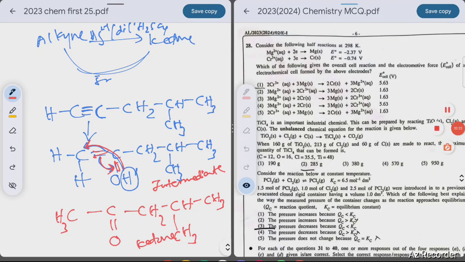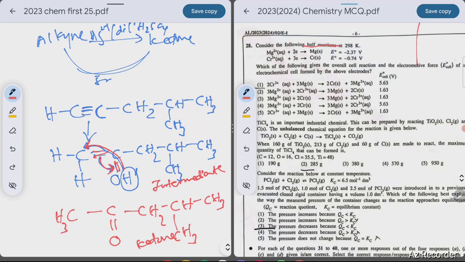Next we'll move on to the 28th question. Consider the following half reactions. They have given half reactions: Mg2+ plus 2 electrons gives Mg solid. Here the electromotive force is minus 2.37 volt, and for Cr3+ the E0 value is minus 0.74.